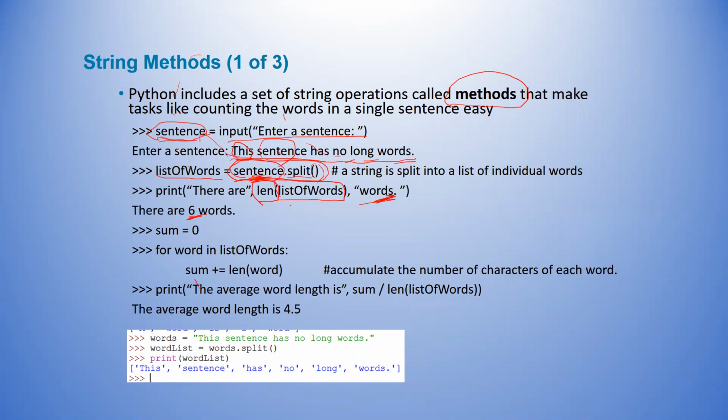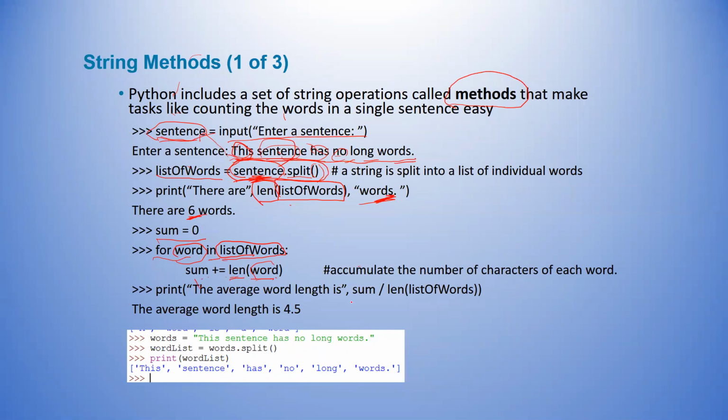Okay, so there are 6 words, right? Now let's look at this. Sum is 0, for word in list of words. Remember, this is a list. So you can do this, right? This is just a variable. Sum is equal to sum plus len of word. So word is each word, each one of them in the list. And you are adding the length of that word into sum. So you are accumulating the sum of all the words.